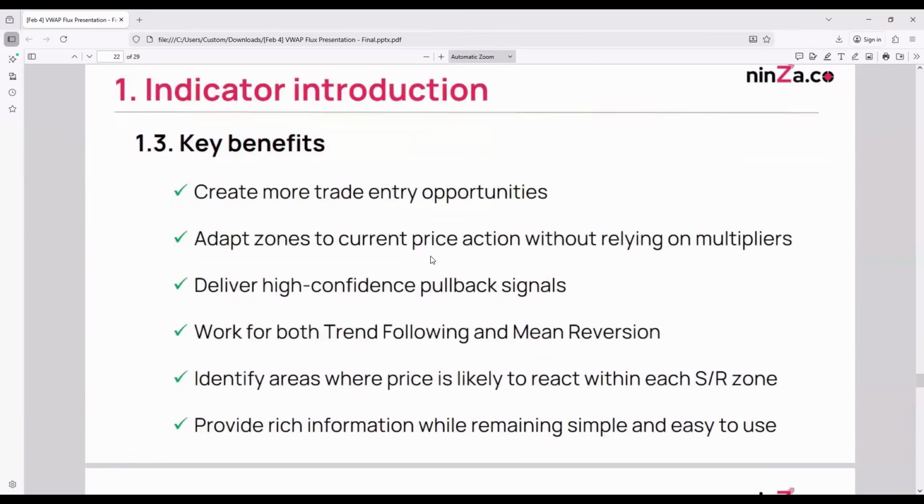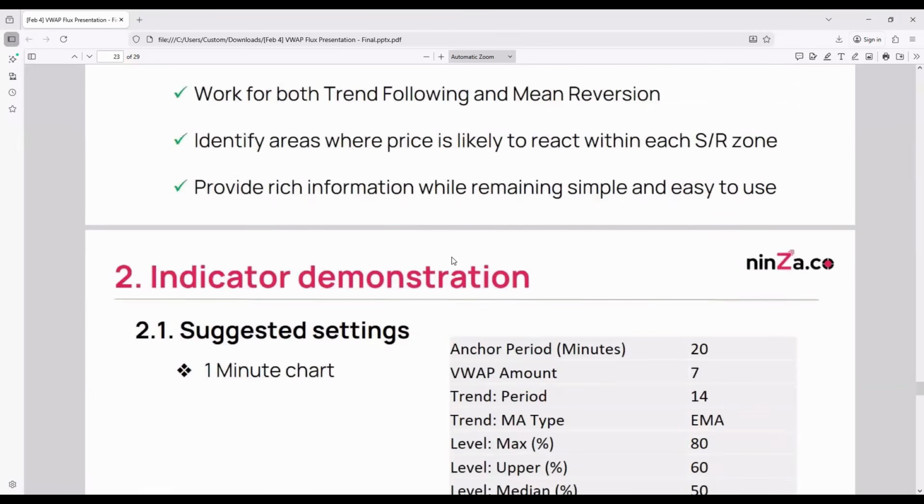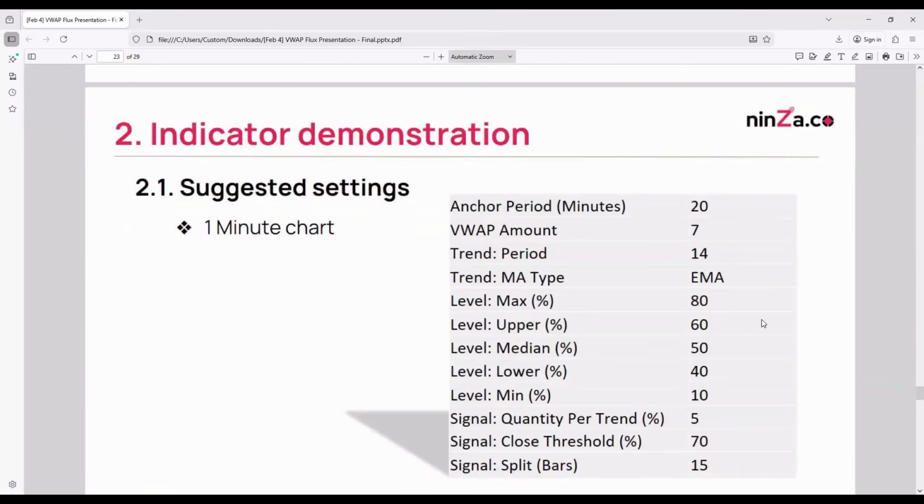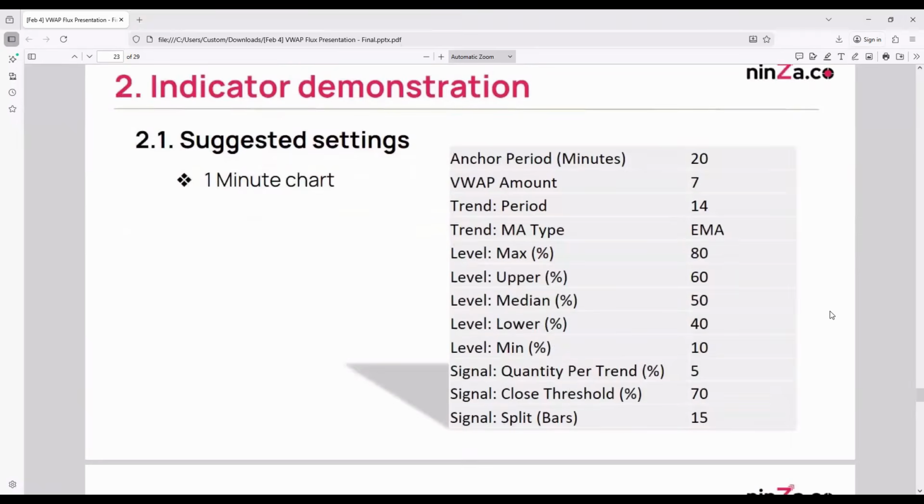Well, we know about all the benefits, and to me, probably the biggest benefit is that it is dynamic. It moves with price. It responds to real-time market conditions. That, to me, is the biggest benefit of VWAP Flux versus the regular, ordinary VWAP. So here they suggest settings, so you can take a screenshot.